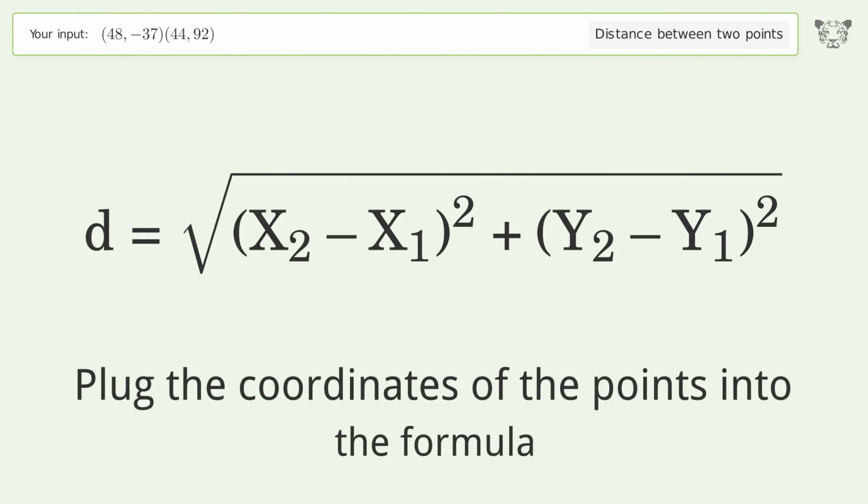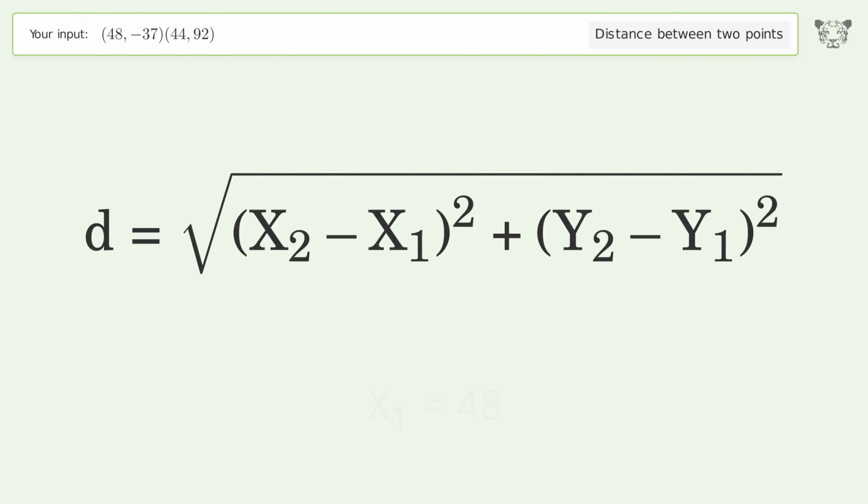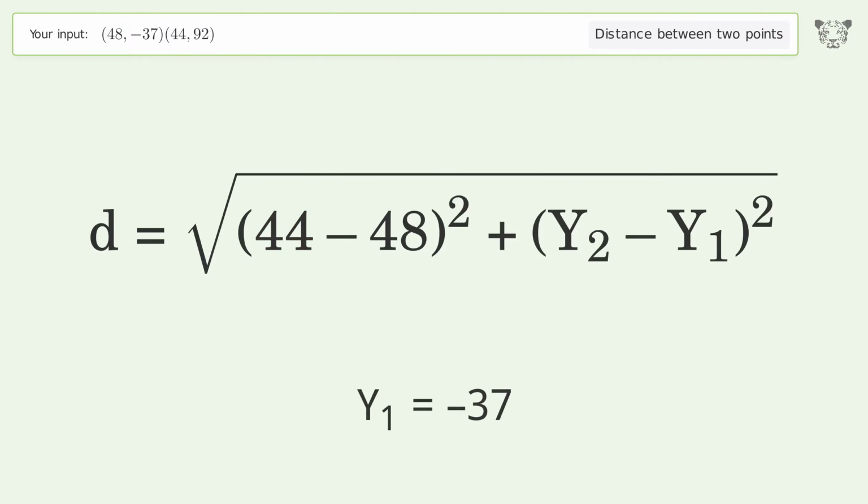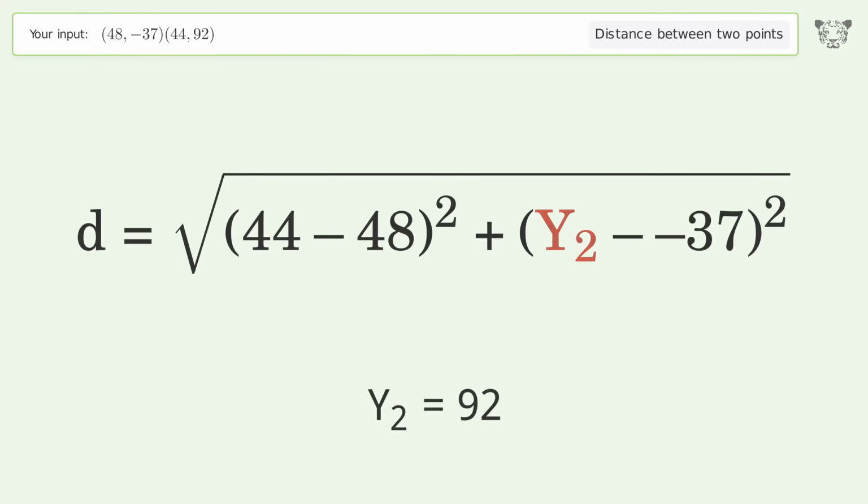Plug the coordinates of the points into the formula. x1 equals 48. x2 equals 44. y1 equals negative 37. y2 equals 92.